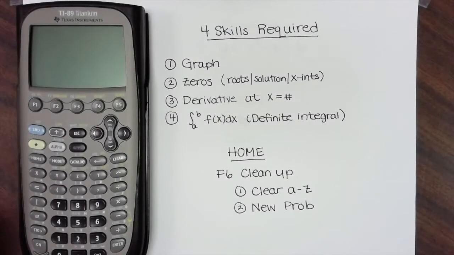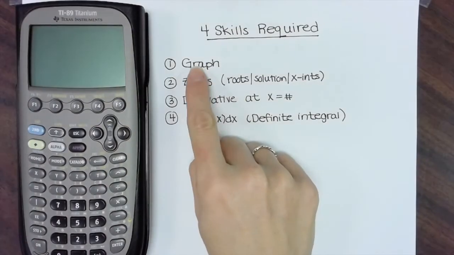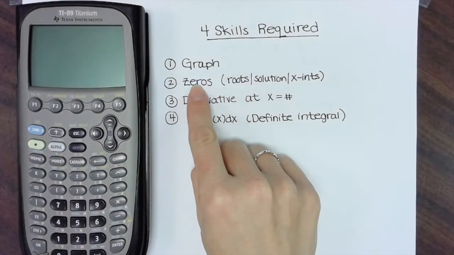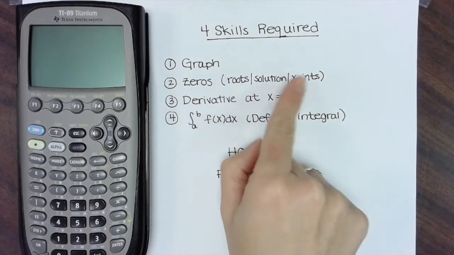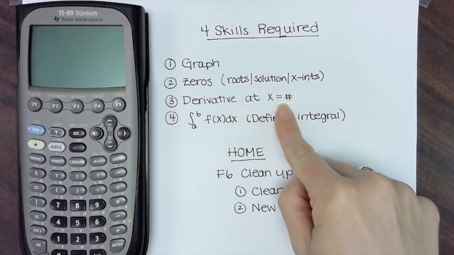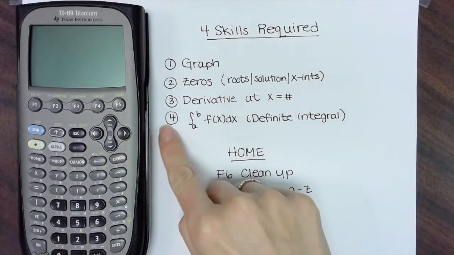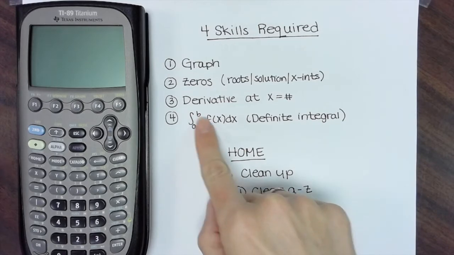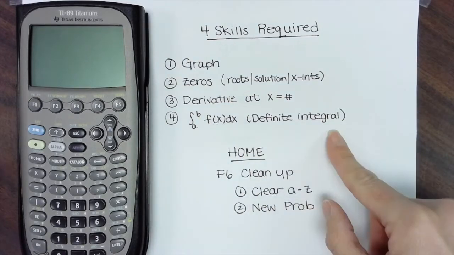Hi guys, today's video is going to show you how to do the 4 skills required of you by the College Board for your AP Calculus exam. The 4 skills required are that you can graph a function, find the zeros of a function (remember, the zeros of a function are the roots, solutions, and x-intercepts), take the derivative of a function at a particular number, so plug in something like find f prime of 2, and evaluate an integral from a to b of f of x dx, which we know is called the definite integral.